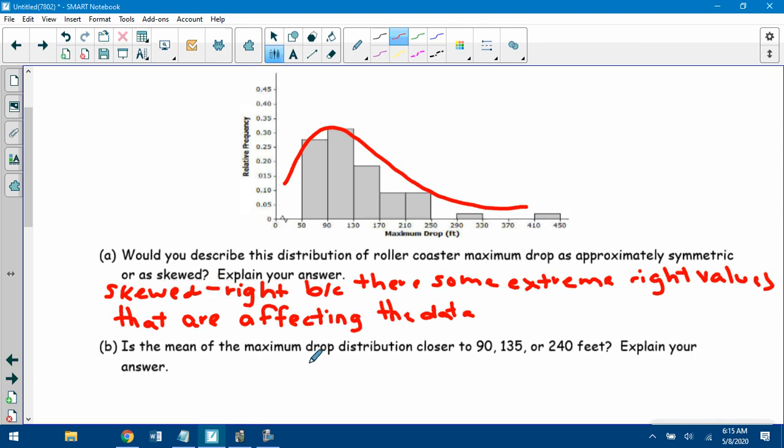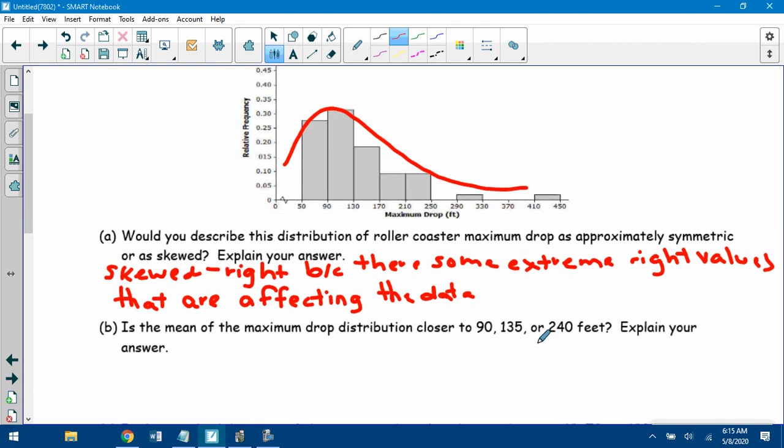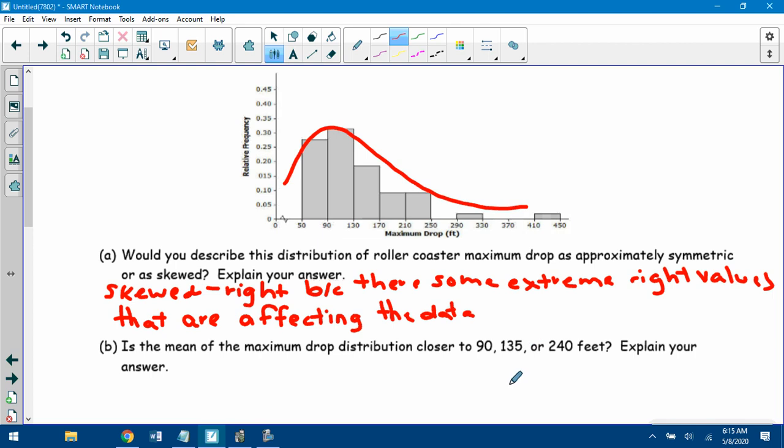Is the mean of the maximum drop distribution closer to 90, 135, or 240? Remember, the mean should be right around the middle of where most of the data is. 90 is right here. Most of the data is bigger than 90, so that's going to make the mean go way higher. So 90 is too small. 135, right about here, could be right in the middle of the data. But if you look at 240, it should be over here somewhere. 240 is way too big because there's only a couple roller coasters bigger than that.